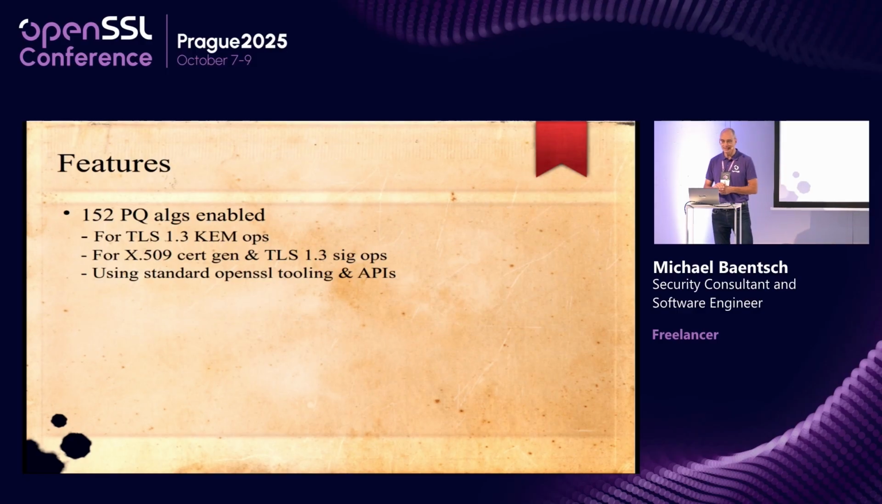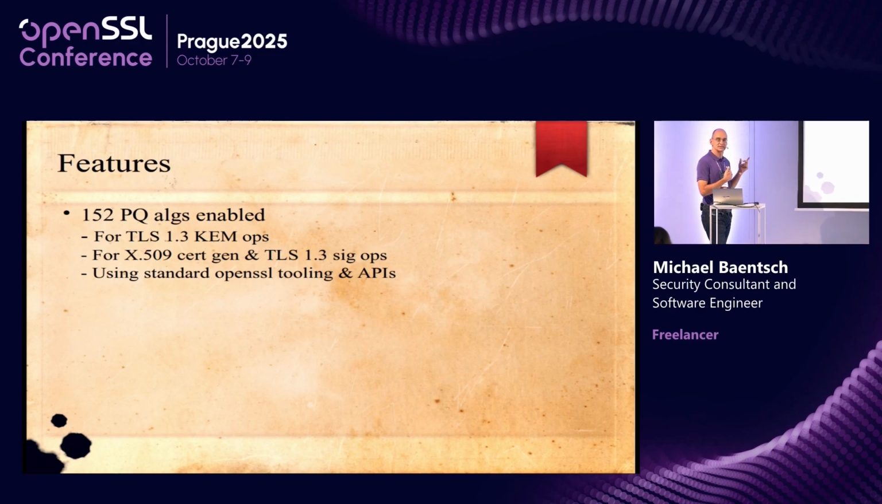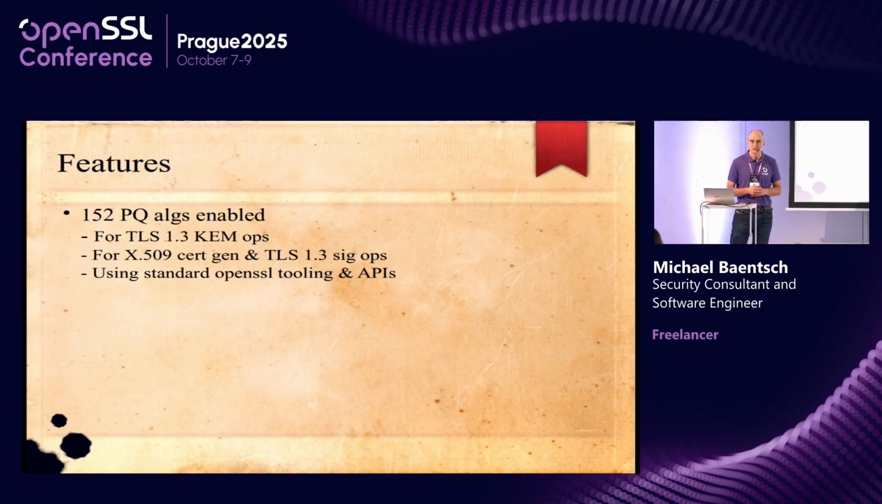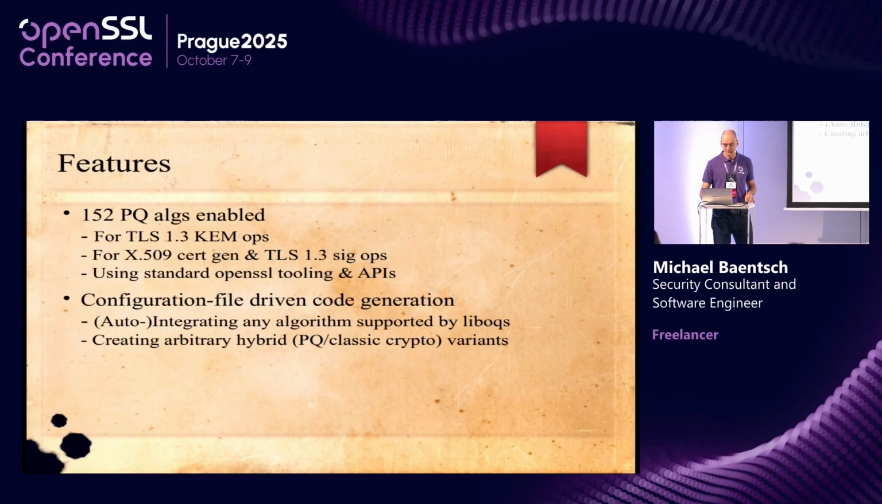oqsprovider supports 152 post-quantum algorithms or hybrid variants of that. That's definitely way more algorithms than are currently standardized, but that's showing what this project is about. It's about enabling experimentation with all kinds of different combinations. For TLS 1.3 KEM operations, for anything around certificate generation, for anything around signature operations in TLS connection setup, all using standard OpenSSL interfaces. You don't see what's running underneath, which is nice. The only thing you change, of course, is the algorithm name if you want to use something else.